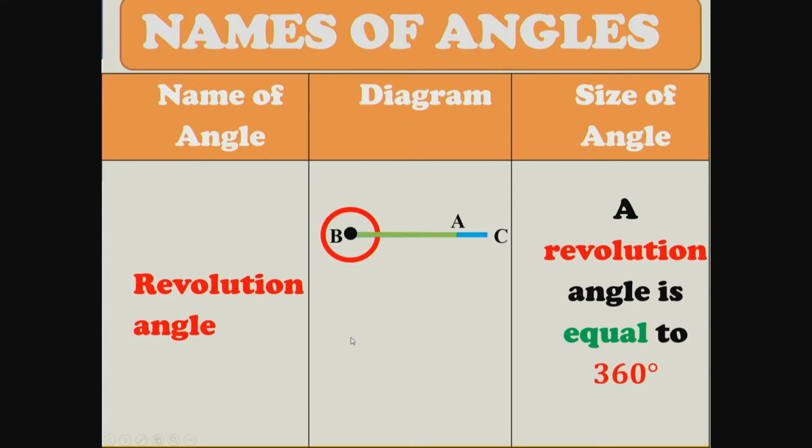The right angle, we know its value is 90 degrees. And then we also have the angle in the form of a straight line. A straight line angle gives us a magnitude of 180 degrees. And then the last one with an exact value is the revolution angle. The revolution angle is equivalent to 360 degrees.